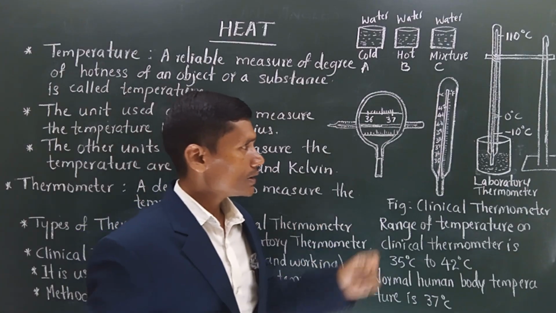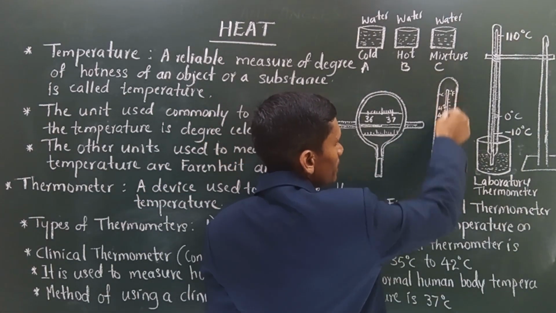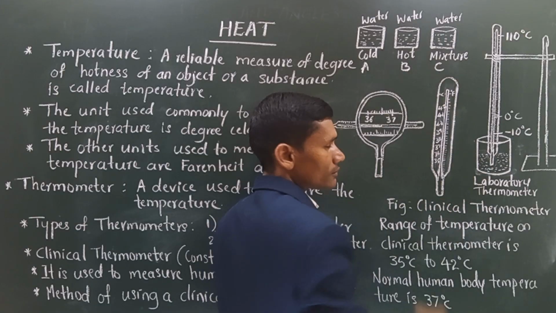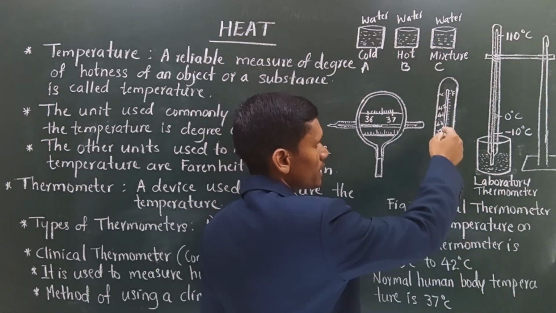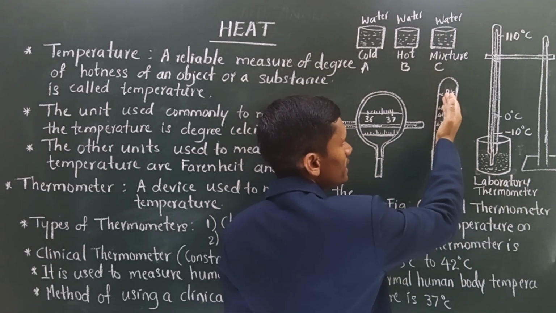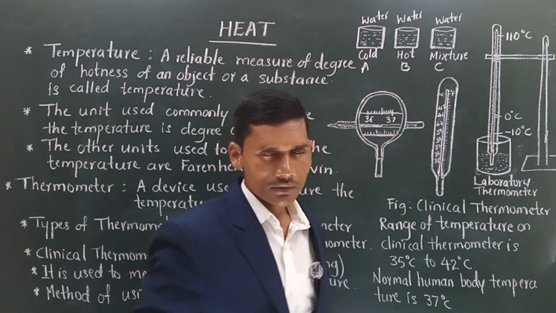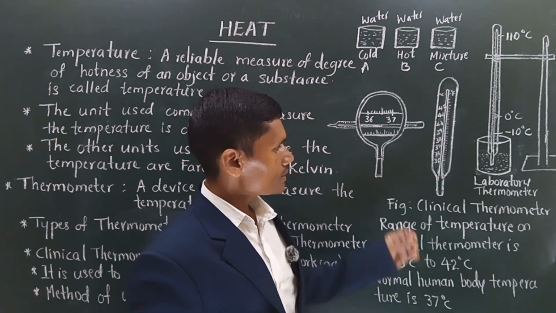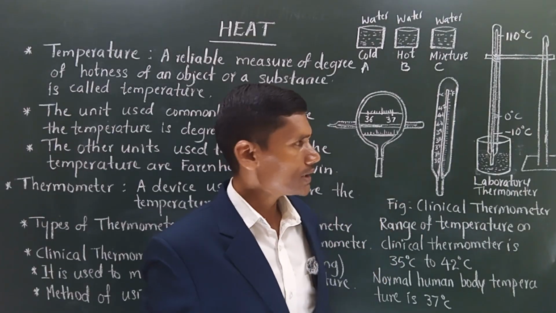Now coming to graduations on the clinical thermometer. Along this capillary tube, on either side of the tube, we find some graduations. These graduation markings have some numbers. On one side the numbers are in degrees Celsius, on the other side in Fahrenheit, right? In degrees Celsius, we usually refer to 35 to 42 degrees Celsius, right?